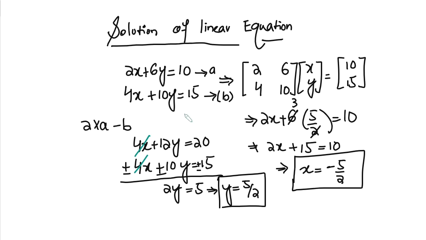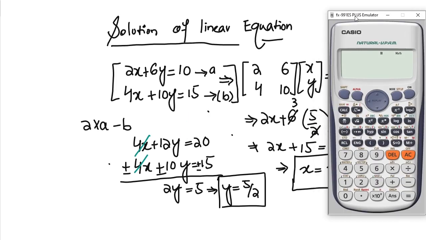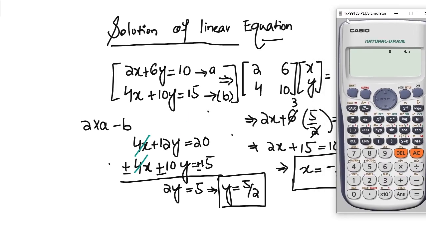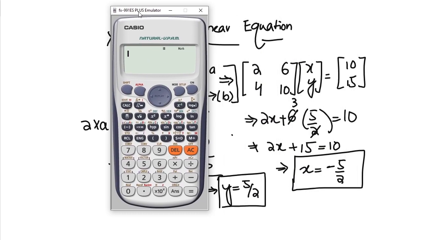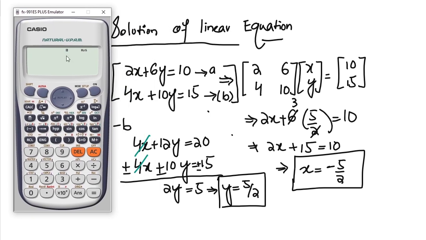So let me use it for myself, and that is here. This is the calculator, which is Casio fx-991ES. Here I have been using the emulator. So let me use it here, and here we can see that we have different options. Let me press mode. In mode we can see that we have different options. So in solving the equations, let me press 5.